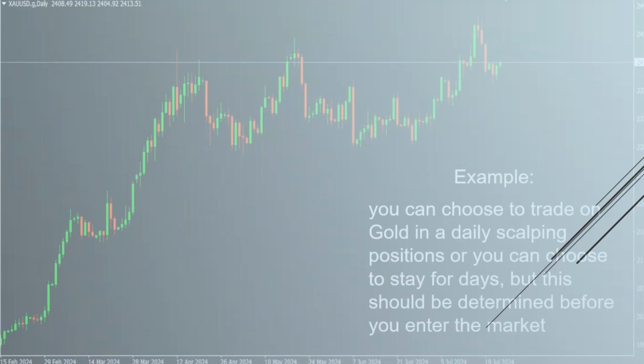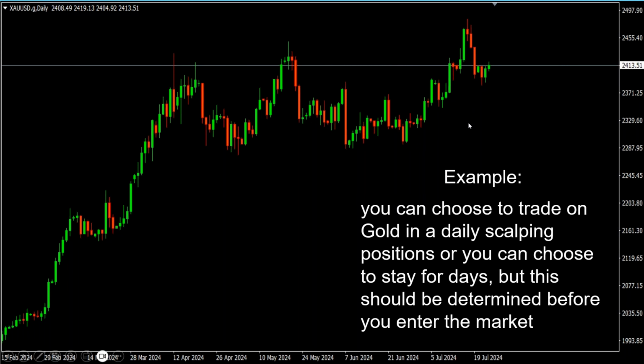Let's have an example on this. If you can see my screen, I just want to take a moment to make sure that everyone here can see my screen. Okay, looks like everything is working fine. Great. So here you can see this is an example, the gold daily chart. You can choose to trade gold on a daily basis or in a scalping position. You can choose to stay for days or you can stay for even minutes.